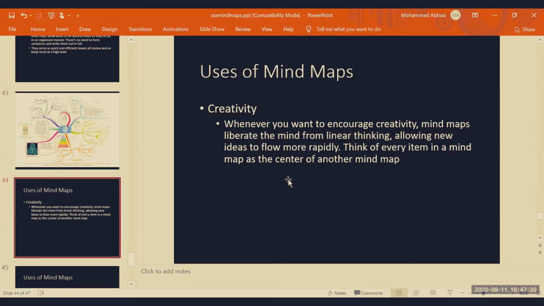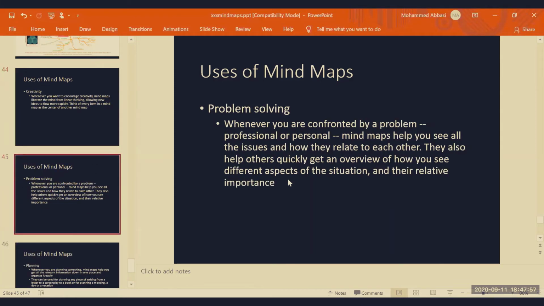Creativity. Whenever you want to encourage creativity, mind maps liberate your mind from linear thinking, how other people think, or how other people should think, or how other people think that you should think, and allows you to think of ideas and ways to live your life much more creatively and in a much better and wiser way. Problem solving. If you're confronted by a problem, professional or personal, mind maps help you see issues clearly and how they relate to each other.